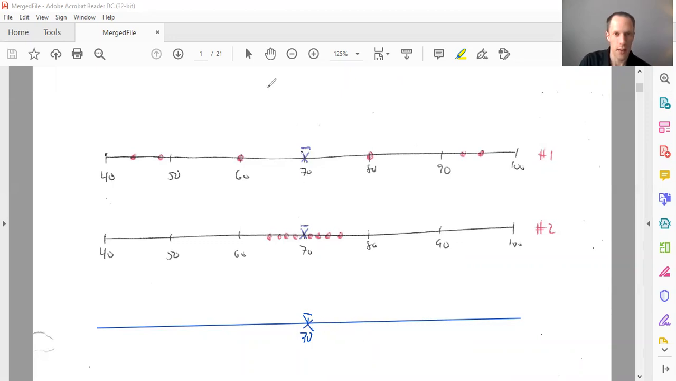Now let's say that for this data set, we've got a whole bunch of numbers that are just all clustered right here close to the mean.